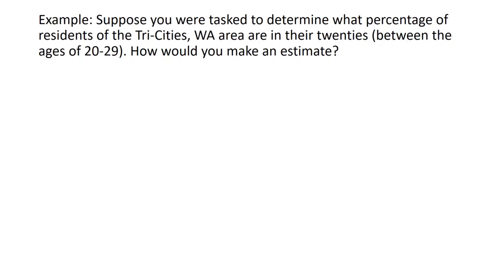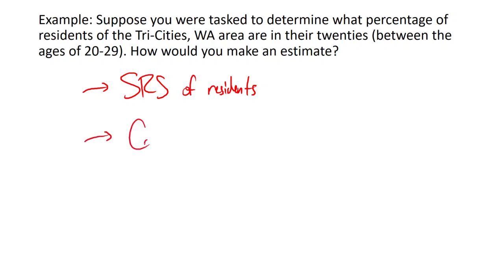and you come back to me and tell me what your best guess was. Probably the best thing you could do is somehow devise some way to take a simple random sample of residents, because you couldn't possibly talk to everyone. So you go out, you take a simple random sample of residents, and you find out some of them are in their 20s and some of them are not. And then from that simple random sample, what would you calculate?